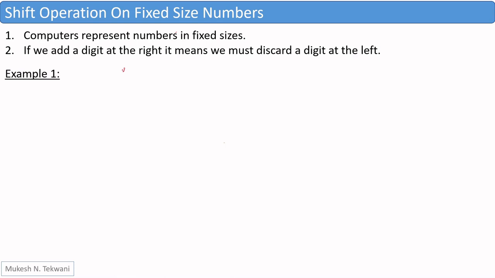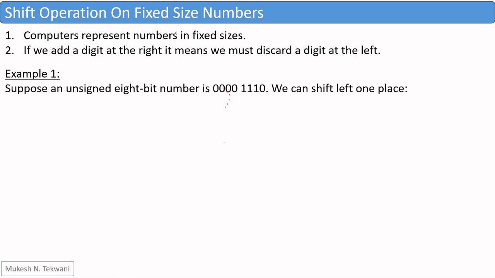So let us take as an example an unsigned number, and our number is 0000 1110. We can shift this number to the left by one place. So let us write our original number 0000, then we have 1110, and in decimal this number is of course 14. This is the least significant bit of the number and this is the most significant bit.